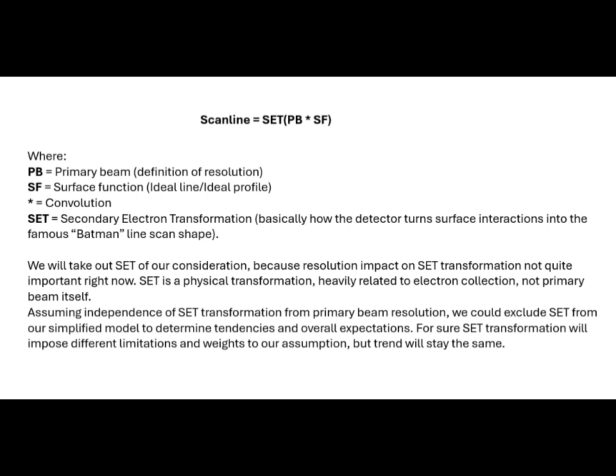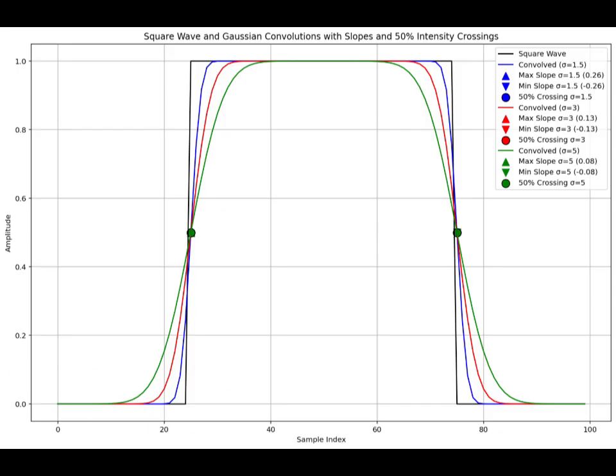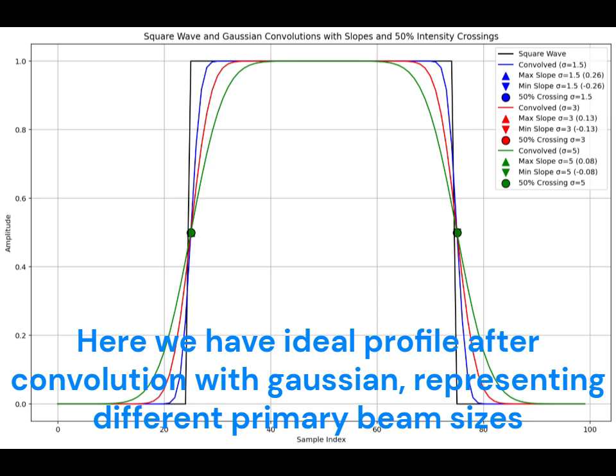We will take SET out of our consideration, because resolution impact on SET transformation is not quite important right now. SET is a physical transformation, heavily related to electron collection, not the primary beam itself. Assuming independence of SET transformation from primary beam resolution, we could exclude SET from our simplified model to determine tendencies and overall expectations. For sure, SET transformation will impose different limitations and weights to our assumption, but the trend will stay the same. Here we have the ideal profile after convolution with Gaussian, representing different primary beam sizes.